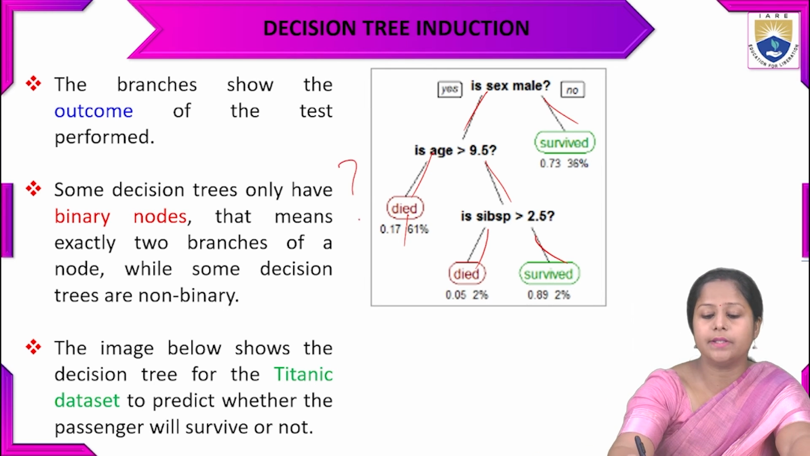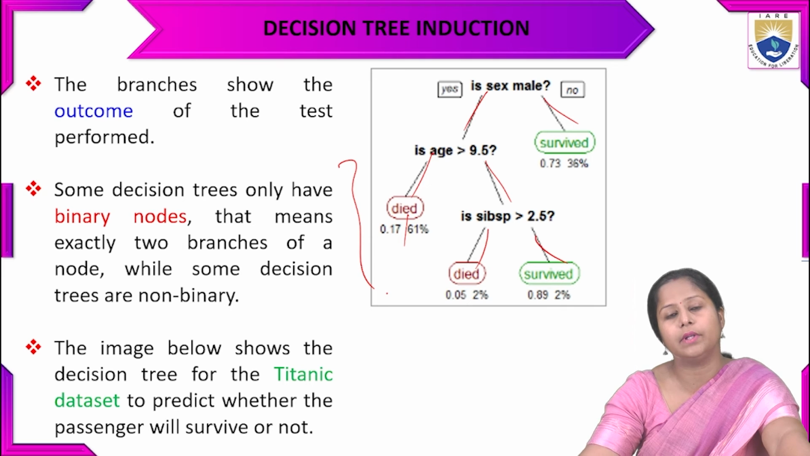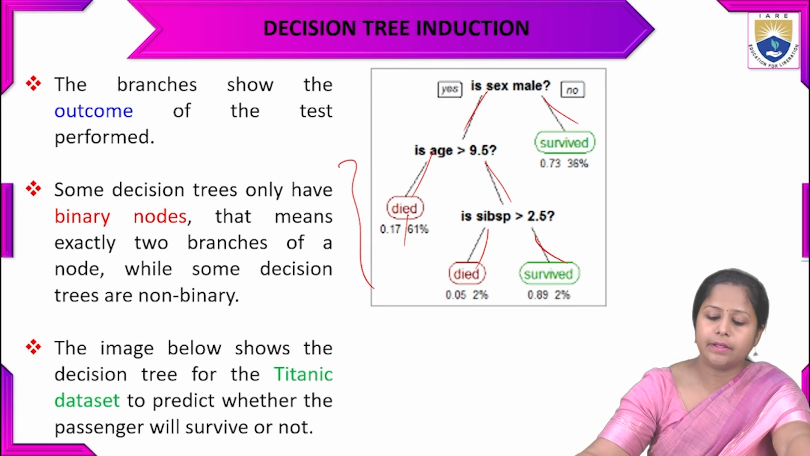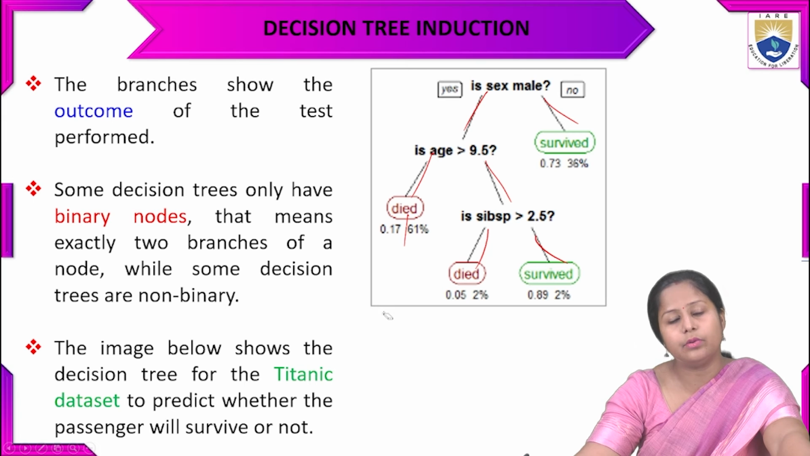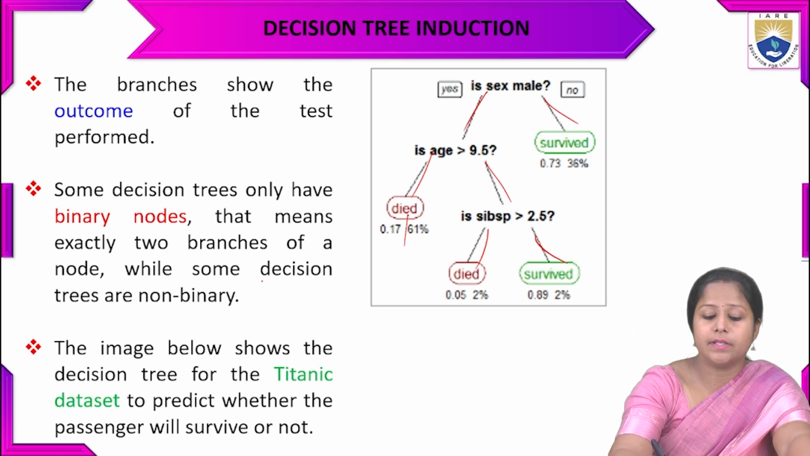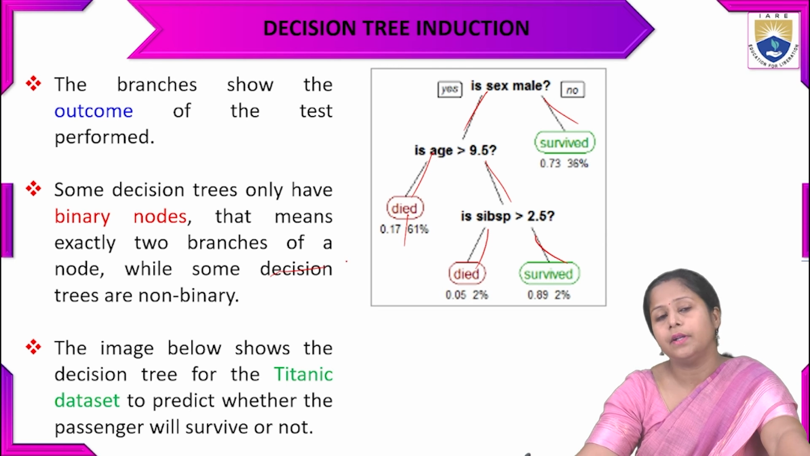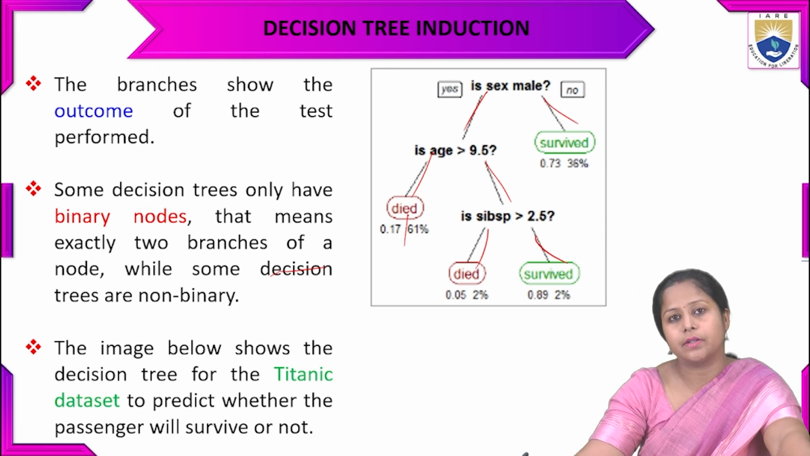Some decision trees have only binary branches, binary nodes. That means exactly two branches will be there where the splitting will happen, while some decision trees do not have the two-branch binary structure.